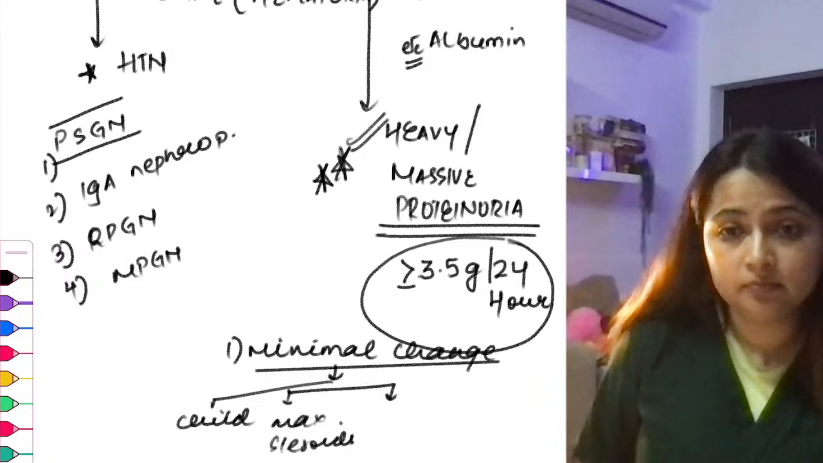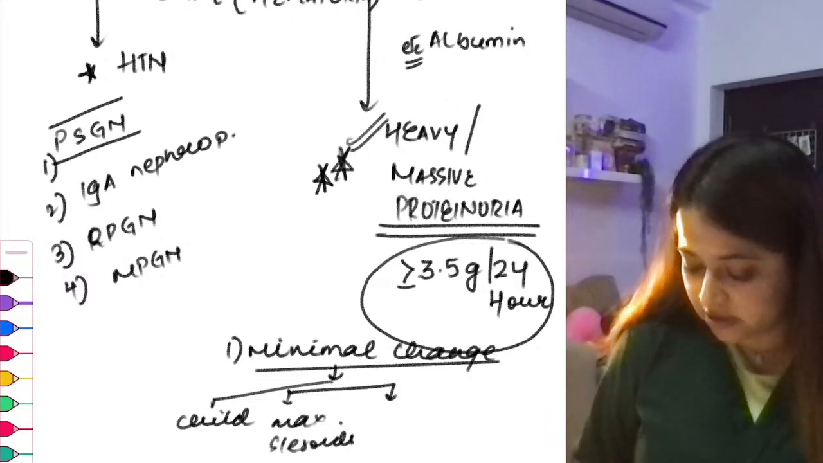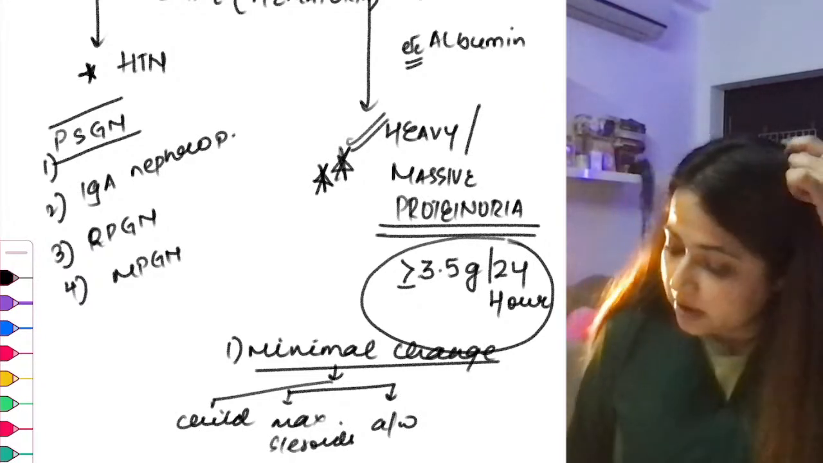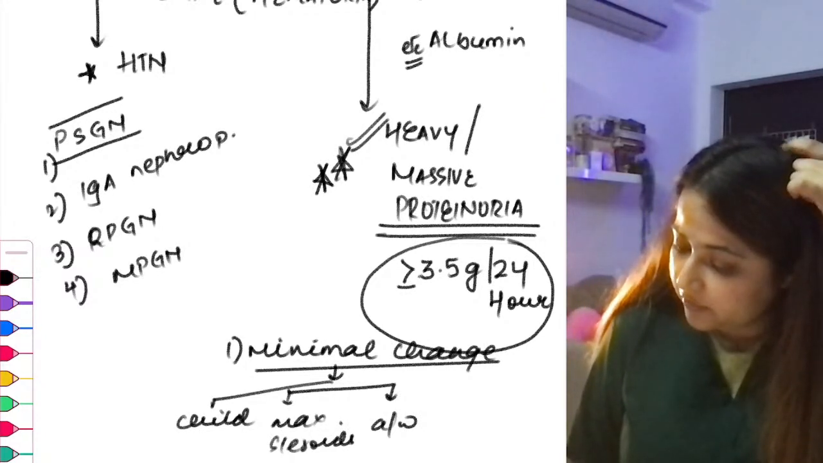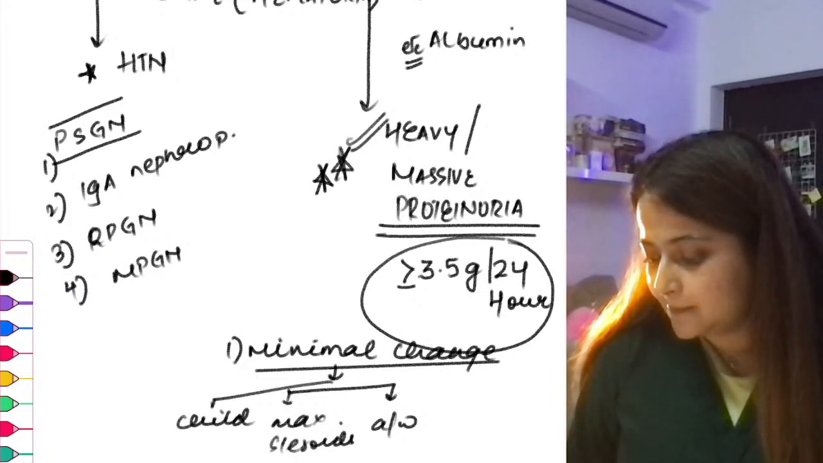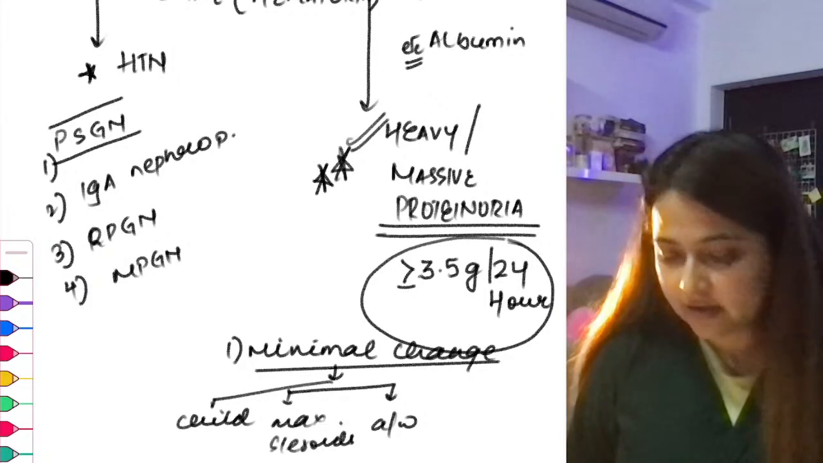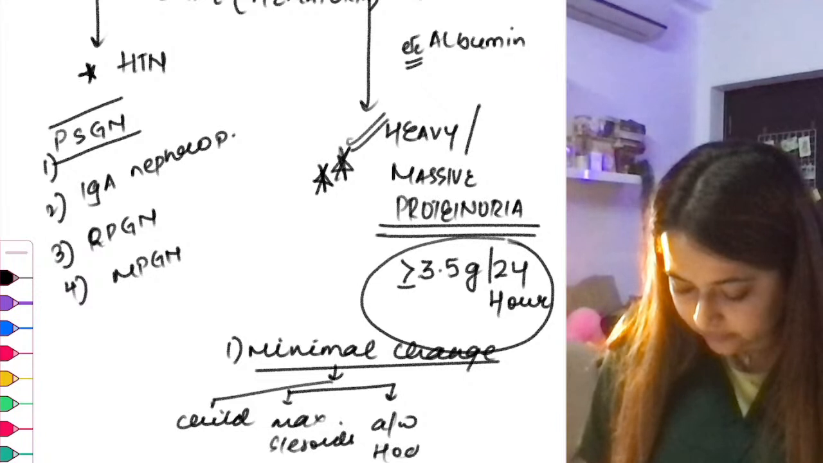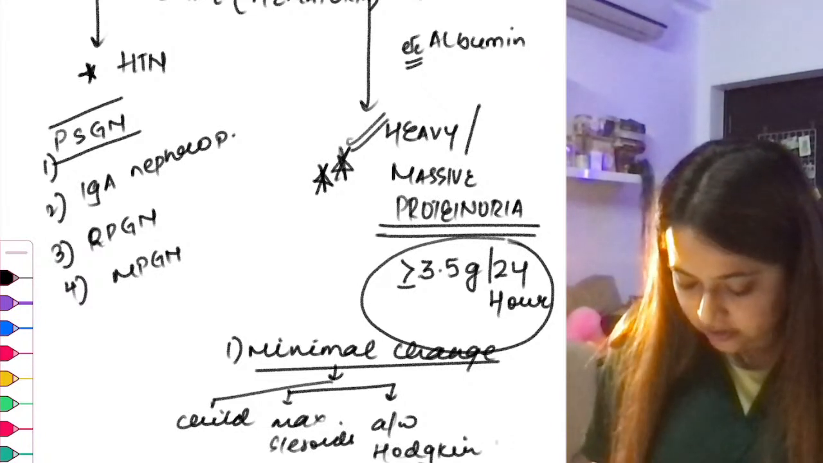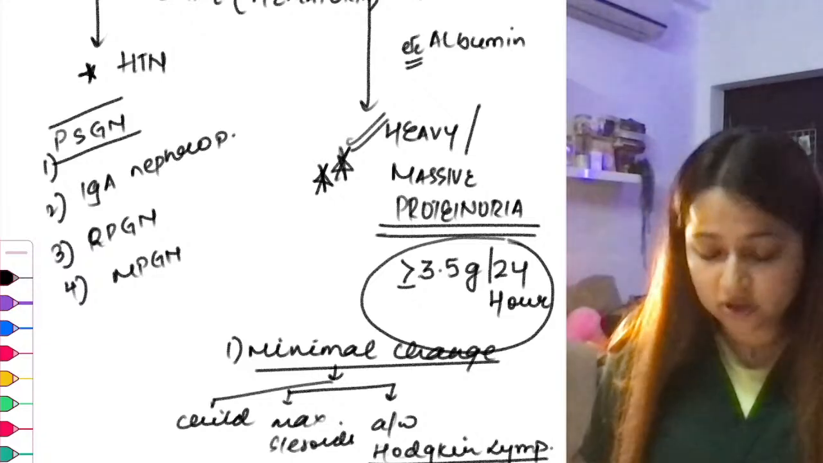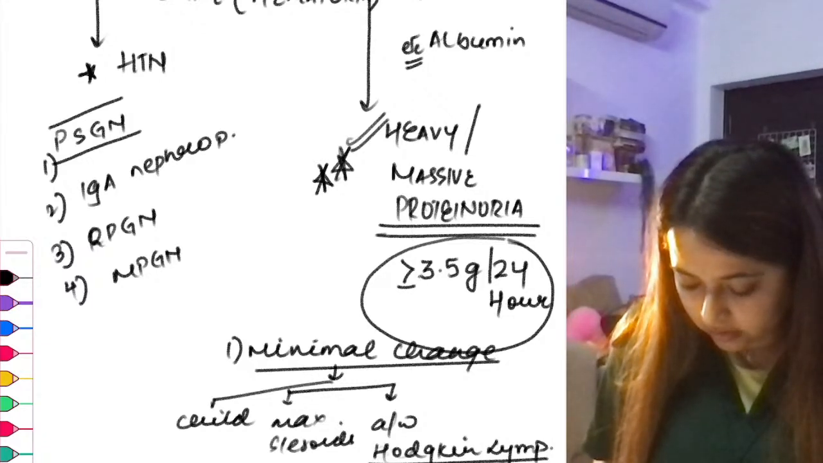Number 3, very important regarding minimal change, it is associated with which type of cancer? Anyone? Yes, Akash, that is the right answer. Minimal change disease is associated with Hodgkin lymphoma. And time and again I tell you, in Hodgkin lymphoma the pathognomonic feature is the Reed-Sternberg cell.